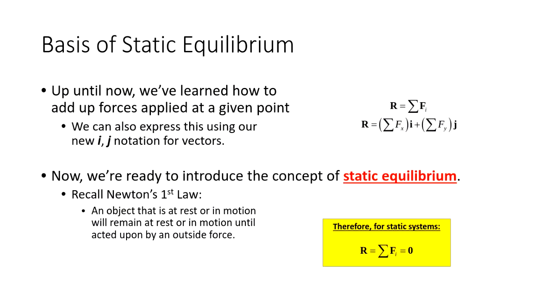Now, up until now, what we've done is we've just learned about the different ways of describing vectors, and what we've honed in on as one of the more convenient means of expressing vectors is this new ij notation. So if I have a vector, I could express that as so much of a component in the x direction and so much of a component in the y direction, and my x components are associated with the i vector and the y components are associated with the j vector. And so now I want to express the concept of static equilibrium.